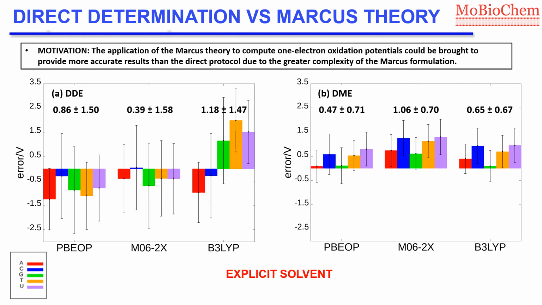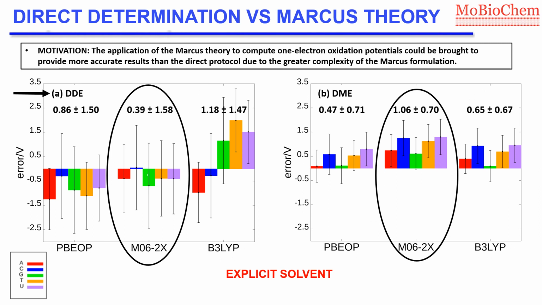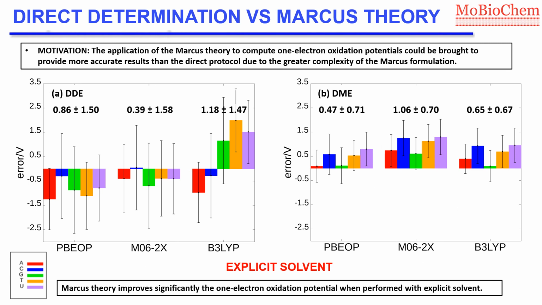Now, let's check the case in which we use the explicit solvation model to describe the solvent. In this case, the dynamic Marcus approach agrees better with experiment than the dynamic direct approach for the PBE0 and B3LYP functionals. And surprisingly, the opposite is true for the M06-2X functional. As a result, Marcus theory improves significantly the one-electron oxidation potential of nucleobases when performed with explicit solvent.